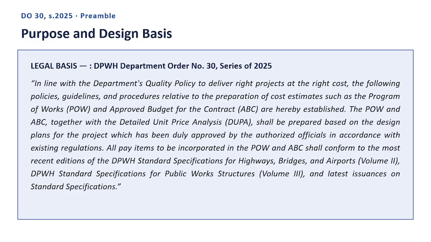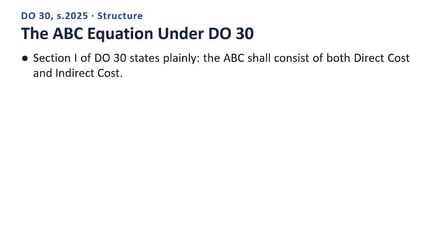End quote. This department order exists because the Department of Public Works and Highways wanted a single, standard method for building a cost estimate, so that any two competent engineers working from the same approved design plans would arrive at essentially the same approved budget for the contract. Next slide. The ABC equation under DO 30.